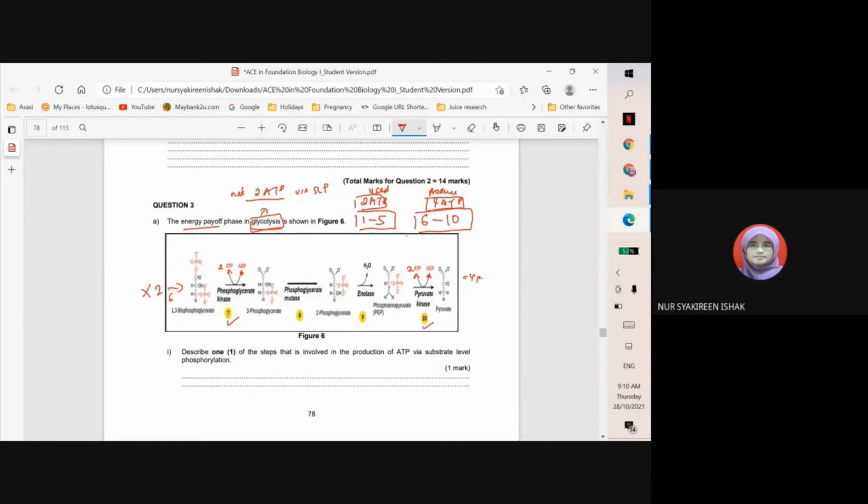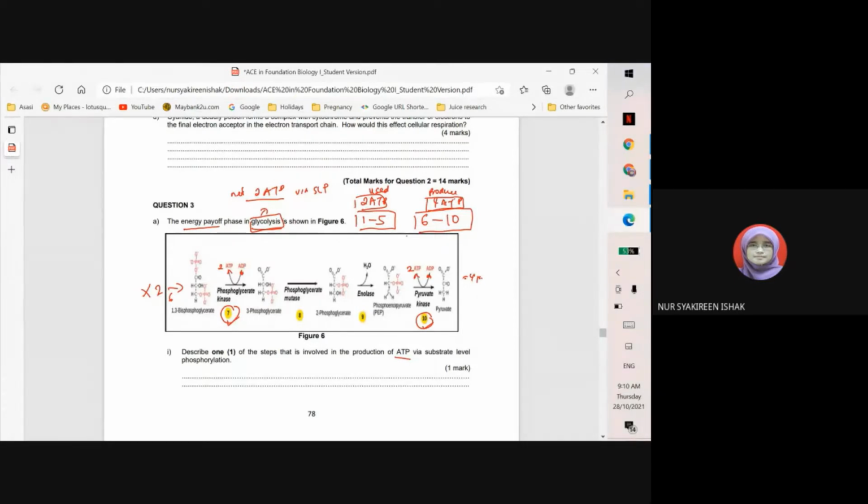So question number 1, describe one of the steps that is involved in the production of ATP via substrate level phosphorylation. So kita tahu, untuk menghasilkan ATP, masa energy payoff phase berlaku pada step 7 and step 10. So awak pilihlah mana-mana yang awak nak describe. Awak boleh pilih mana-mana, step 7 ataupun step 10.